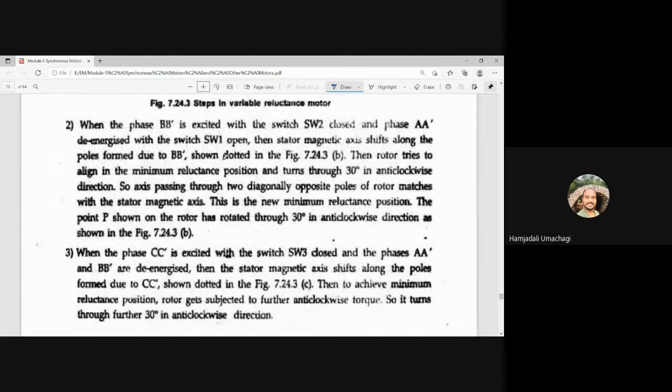Then let us see the next switching sequence. Phase C dash is excited by closing switch SW3, and the phases A dash and B dash are de-energized. Then the stator magnetic axis shifts along the poles formed due to C dash. Since we have energized the pole C dash by closing switch SW3, the magnetic axis will shift to the poles belonging to C dash as shown in figure 7.24.3c.